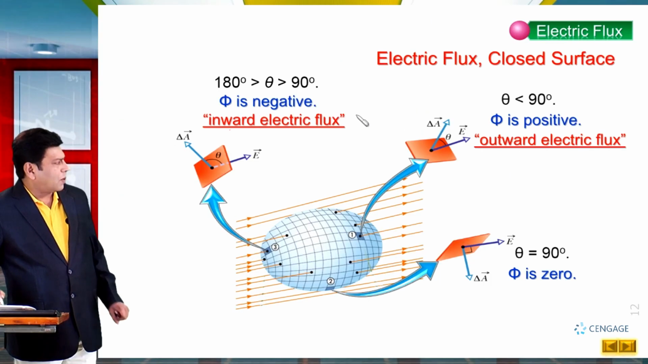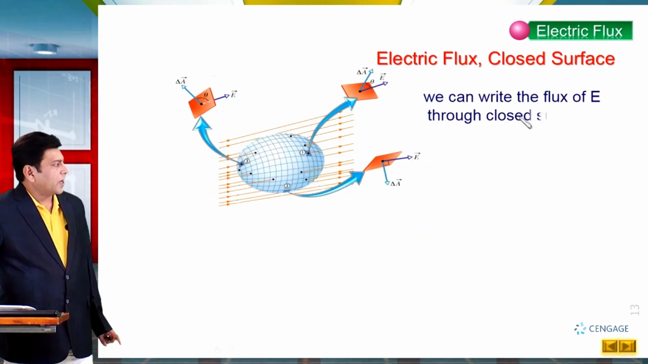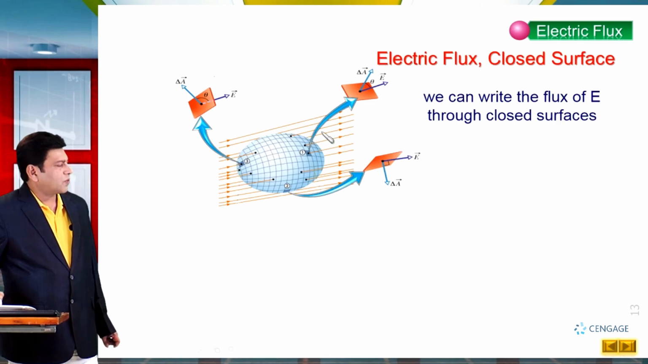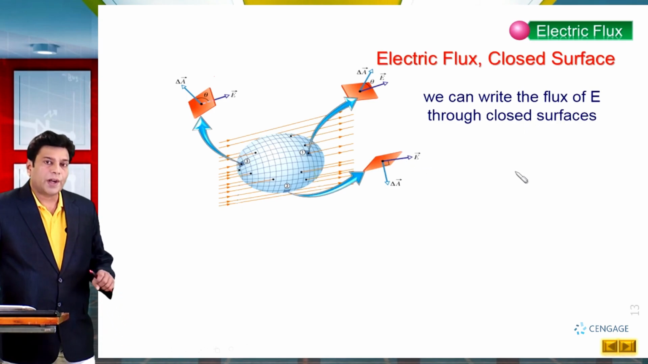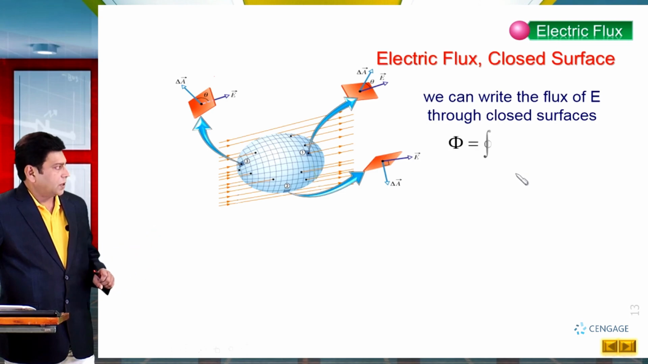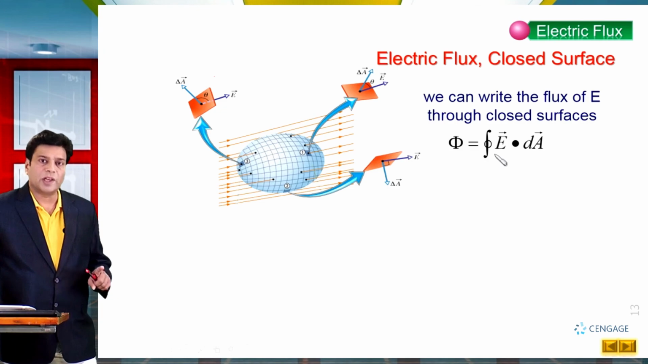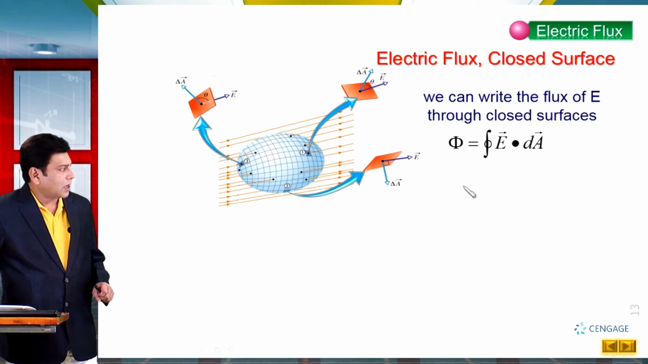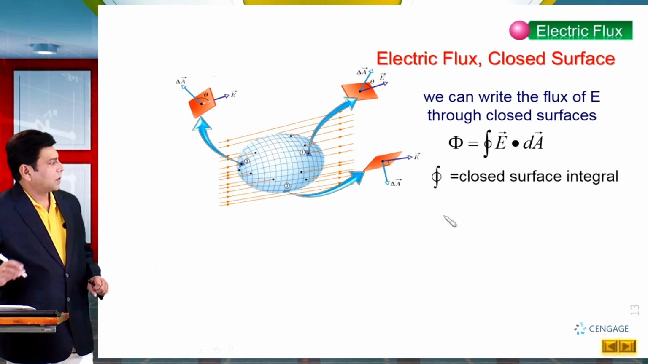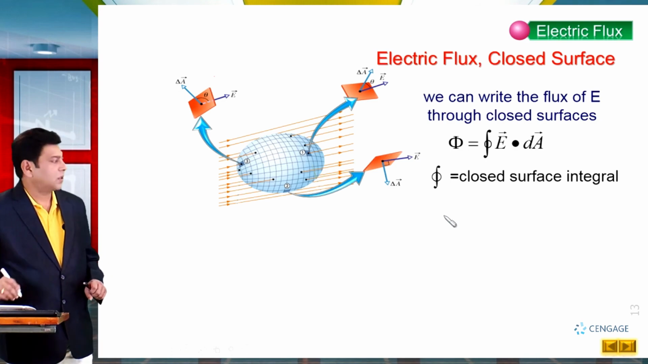Now write the formula for the flux. We can write the formula for the closed surface phi equal to integral E dot dA. And here you can observe we have used a special symbol here, and this symbol is called the closed surface integral. This is the closed surface integral.